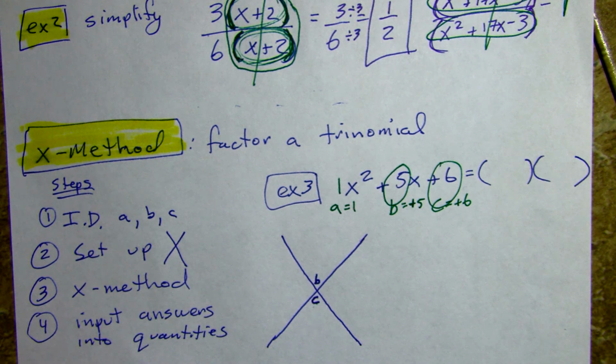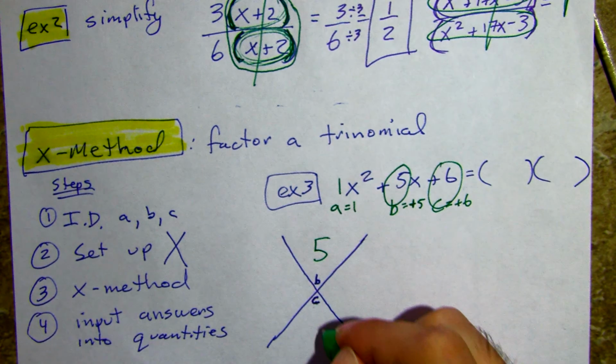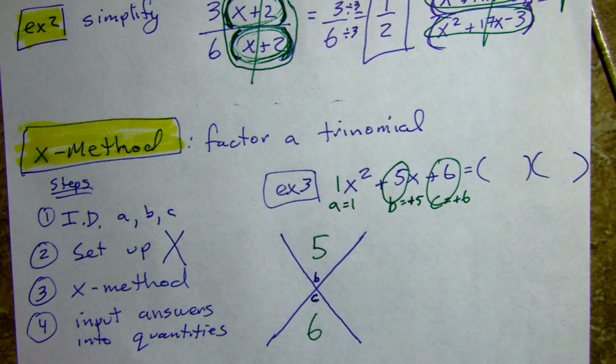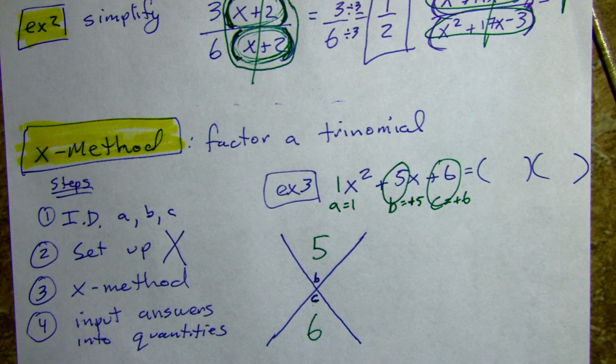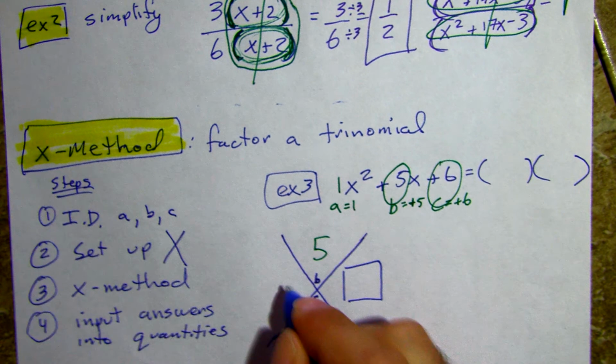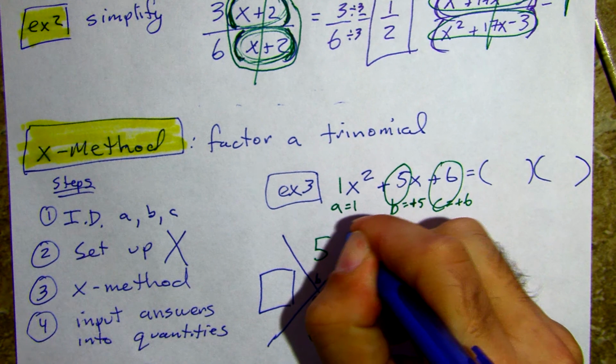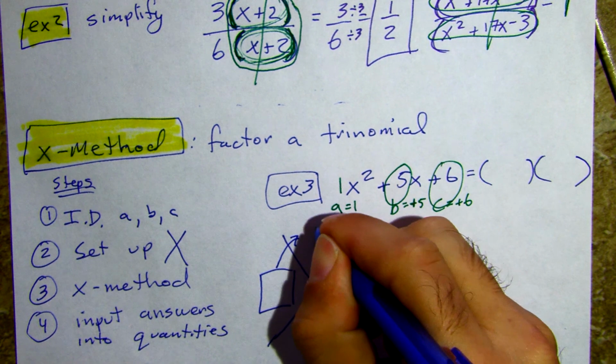We need two numbers right here. Two numbers that are going to add, go ahead and write add, to give me 5, and multiply to give me 6. We need two numbers that add to give you 5 and multiply to give you 6, okay?